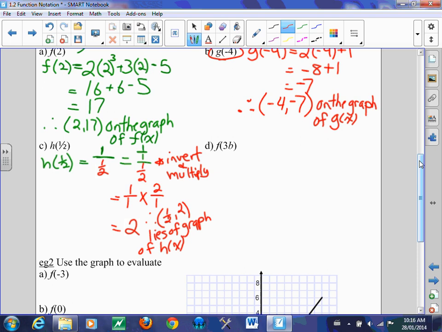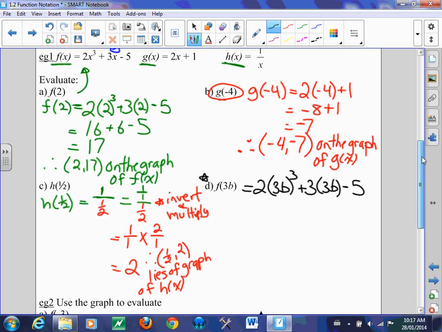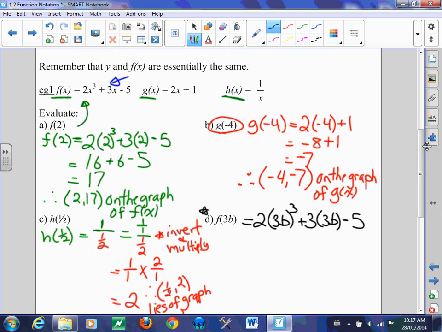Okay, last question, and this is a tricky one. So we're back to our f(x) equation, but in this case, wherever we see an x, we're going to put a 3b. So what does this equal? 2 times 3b, and that's all cubed, plus 3 times 3b minus 5. Double check, ladies and gentlemen, that you weren't missing any exponents. So let's double check that we've subbed that in correctly. So this looks right. Yep.